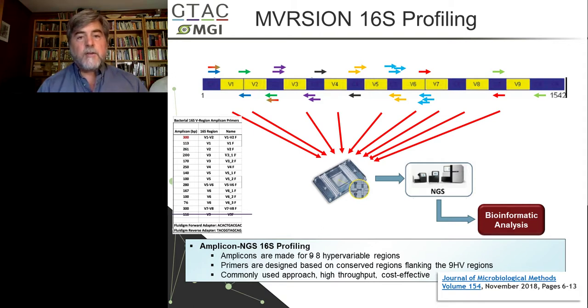We find that by using all of the hypervariable regions rather than just 1 or 2, we're able to get more accurate calls, more species level calls rather than genus level calls, and fewer false positives. And I'll talk about that when I present a little bit of the data that we generated. So we're going to be looking at the positive predictive value and the sensitivity of MVRSION.